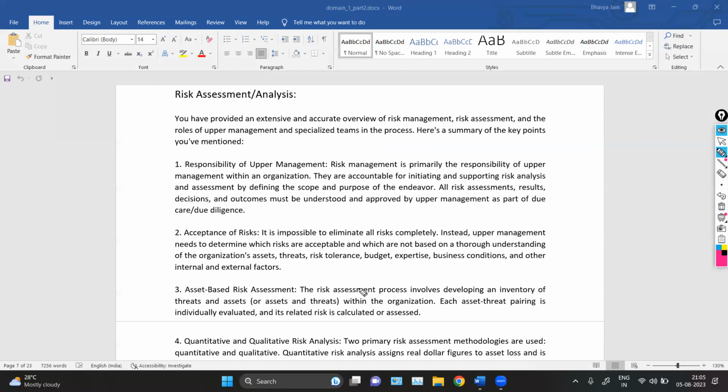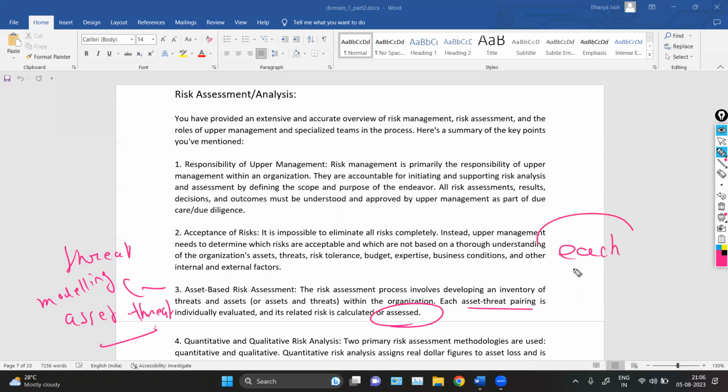Then we have asset-based risk assessment. The risk assessment process involves developing an inventory of threats and assets, which is known as threat modeling. It is all about pairing your asset with the threats that we discussed in the last session. Within an organization, each threat-asset pairing is individually evaluated and its related risk is calculated or assessed. So it is all about taking a single pair at a time. Let's say you have 100 assets and 100 threats listed. You are pairing each threat with an asset, and whatever risk we calculate for each threat-asset pair, that is what we have to assess.